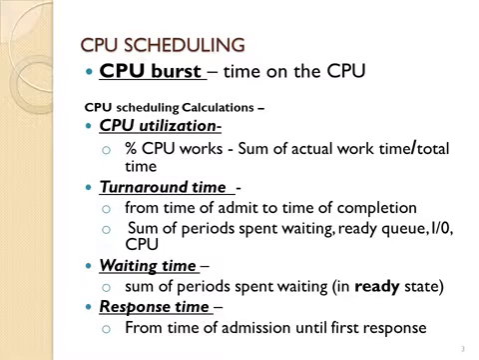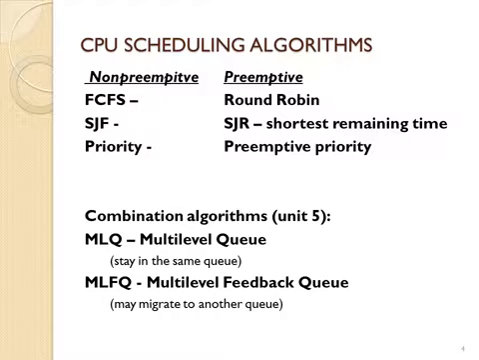Only in our situation, waiting time and response time will be the same thing because the processes will only wait one time. So the CPU scheduling algorithms that we're going to be doing are first come, first serve, and shortest job first.